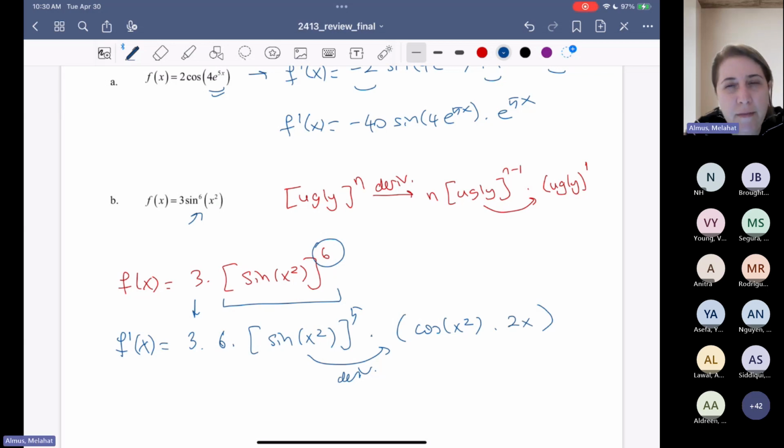That's it. And I'm guessing this might be a free response question. Remember, this was a free response on the last exam, was it? So a similar problem might be there, a power of sine or a power of cosine. Please practice this. Are we good?